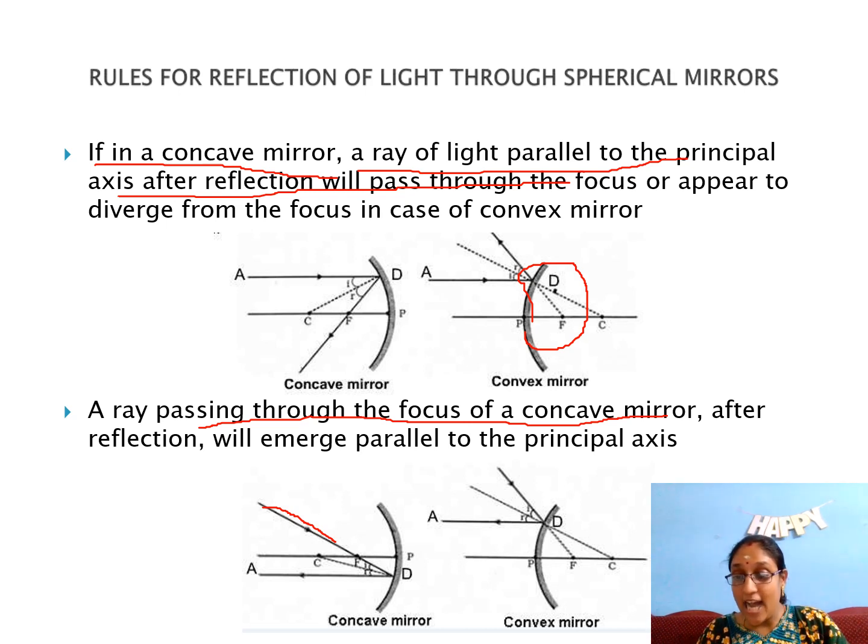But the reflected ray is how? Can you tell me? The reflected ray is parallel to the principal axis. It will emerge parallel to the principal axis. It's just the opposite of your rule 1. There, the incident ray is parallel and it passes through the focus. Here, when the incident ray passes through the focus, it emerges as a parallel reflected ray. But what happens in the convex mirror actually? In the convex mirror also, it's the same thing, but it appears to pass through the focus. Got it?